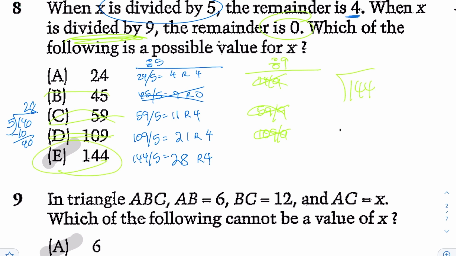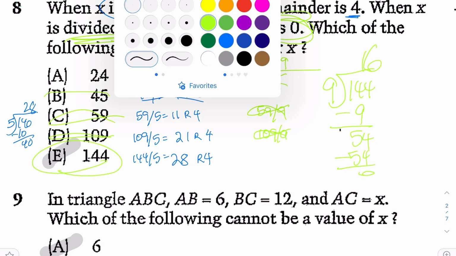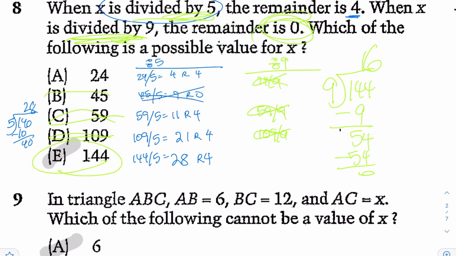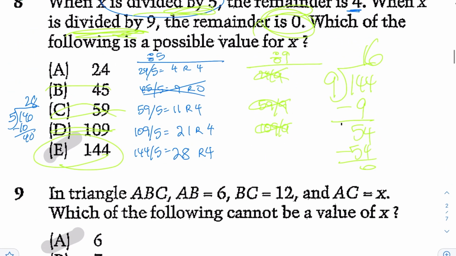If you do 144 divided by 9, you'll have 16. So again, here you need both of the criteria, divide by 5, remainder of 4, and divide by 9, remainder of 0, which means it's a multiple of 9. And only choice E satisfies both of these.